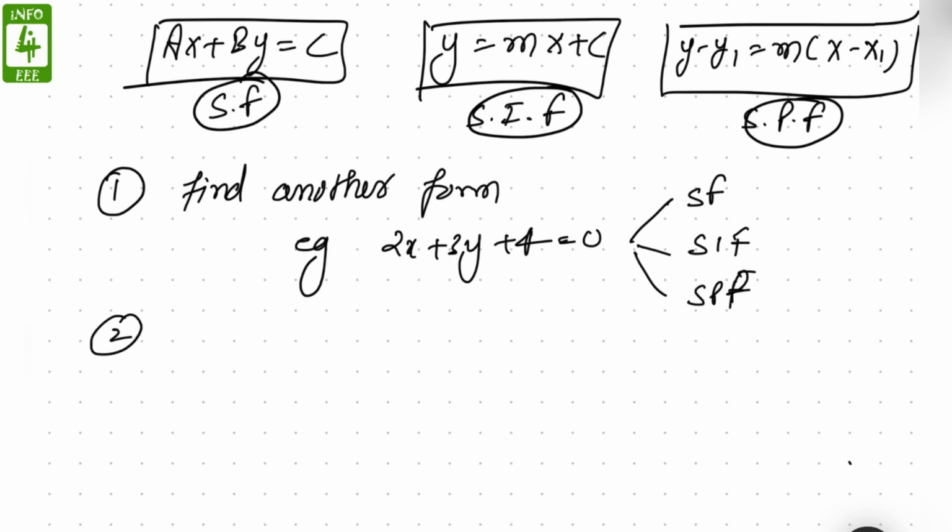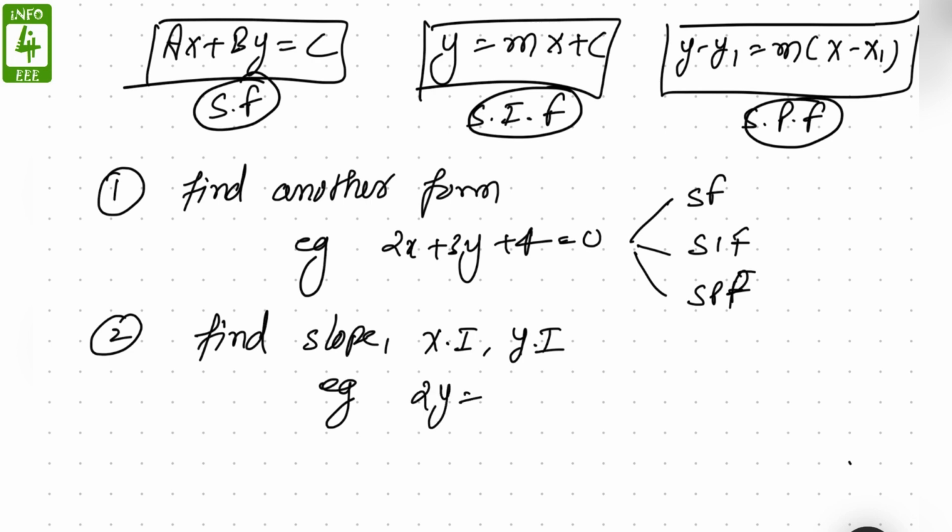The second question is to find the slope, x-intercept, and y-intercept from an equation. They may give you some equation which can be in any form, for example 2y is equal to 3x plus 4 minus 6. From this equation they may ask you to find the slope, x-intercept and the y-intercept. So these are the two types of questions which can be asked. We will see how to solve these questions in the fourth part of this video.